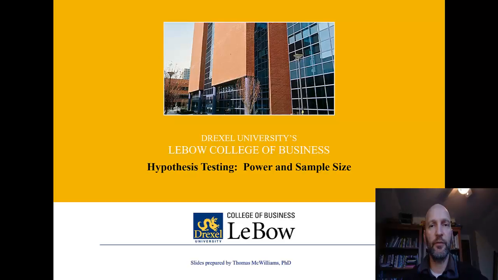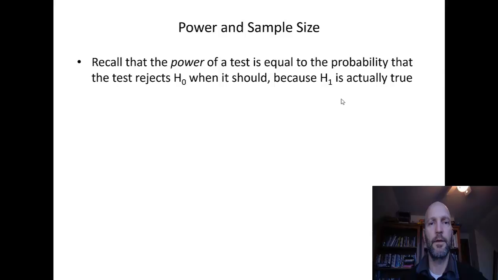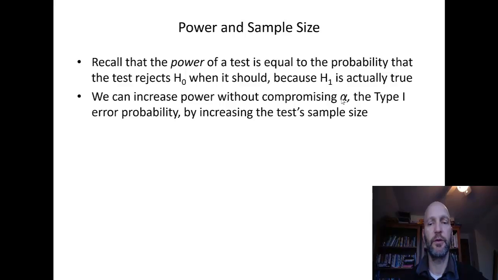In this video, we're going to look at calculating the power of a hypothesis test and also calculating the sample size of a hypothesis test. Power is a test performance measure, and it's just the probability of making the correct decision when the alternative hypothesis is true. If you calculate the power of a hypothesis test and decide that it's too low, you can always increase it without compromising the probability of a type 1 error, or alpha, by simply increasing the test sample size.